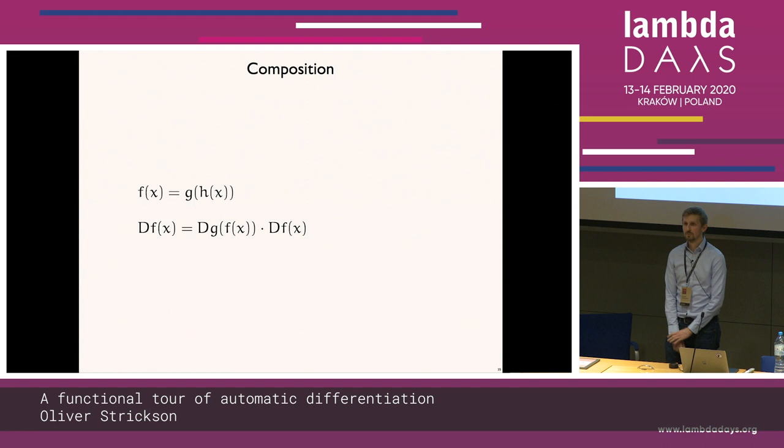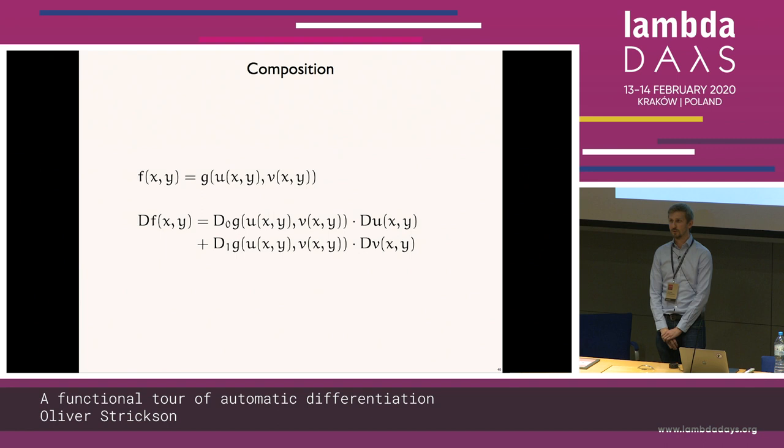So what lets us tackle this problem at all? Why do we even think we can differentiate any function? Well, we've got this composition property. If I've got a function that's a composition of two others, then I can work out what the derivative of that composition is. And it's simply the product of the derivatives. That's normally called the chain rule. For functions of multiple variables, it looks like that. I add the partial derivatives.